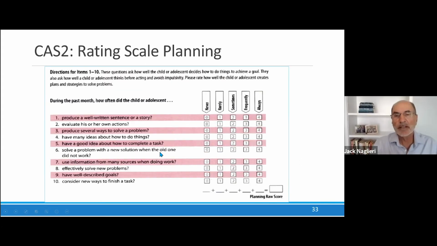So one of the things that we have with the CAS 2 is a rating scale for teachers. And the planning items on the rating scale have to do with things like, does the child evaluate his own actions? That's self-reflection, right? Does he produce several ways of solving a problem? That's coming up with different strategies for different solutions. So just to see, these are the kinds of things we see in the classroom.